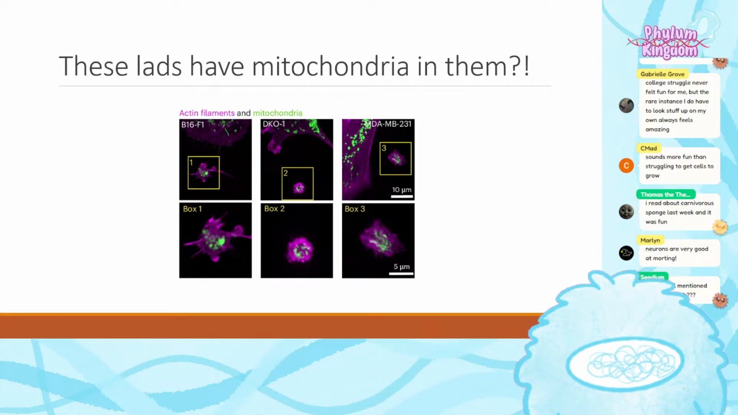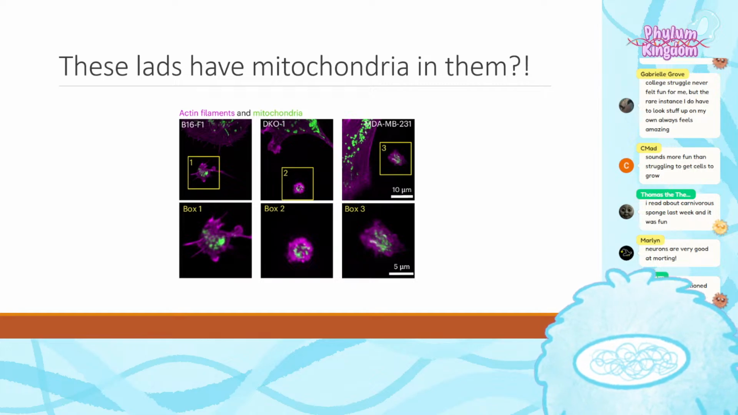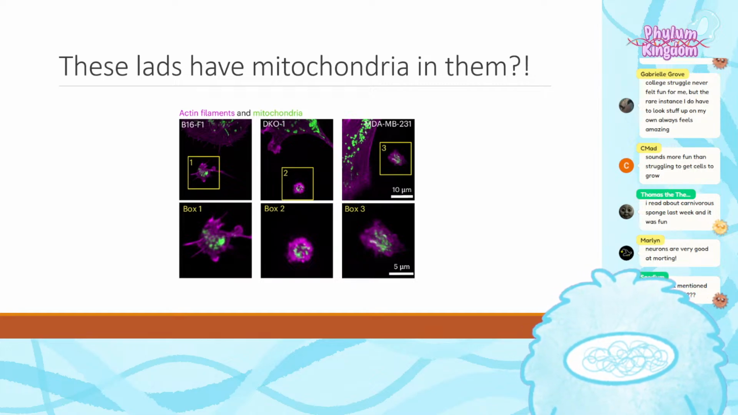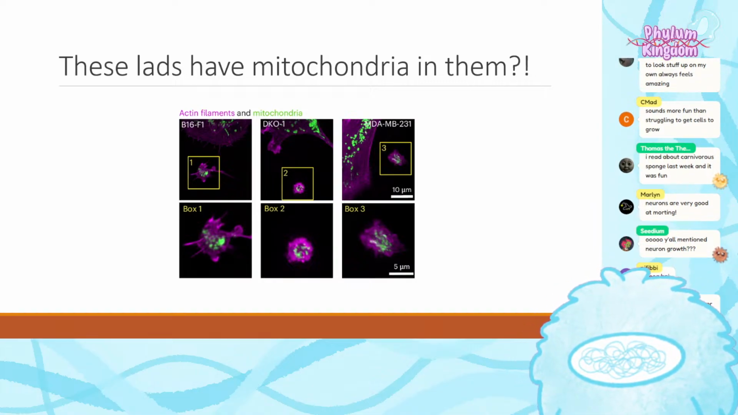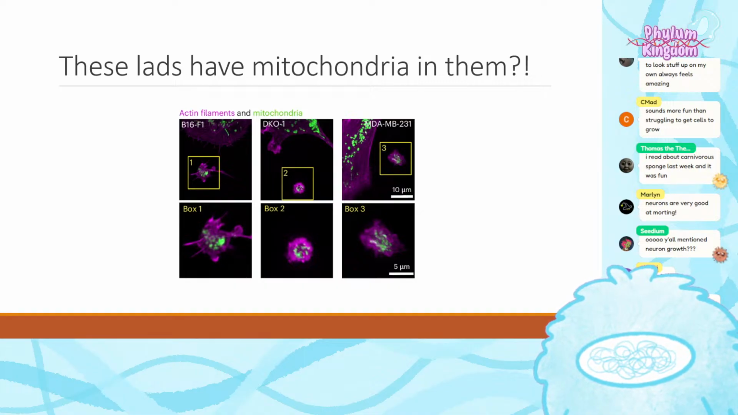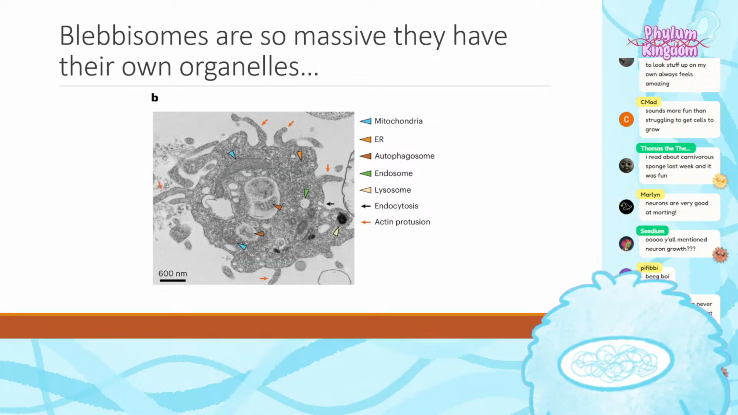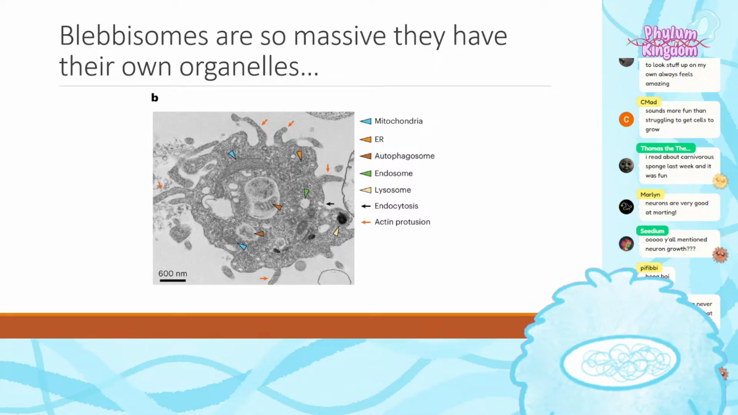Well, weirdly enough, they have mitochondria in them, right? Maybe that's not that weird. They're so big compared to the cell that maybe it's not unusual that they just have mitochondria packed in them by accident, right? If these things are coming off of cancer cells here. These blebosomes are so big that they're almost like miniature cells in and of themselves.